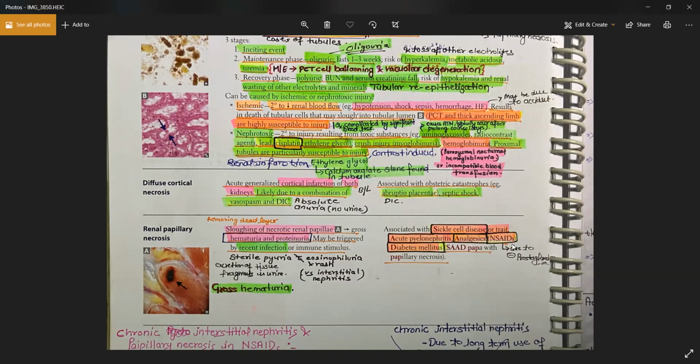So far you know that these NSAIDs can cause two types of damage: either acute interstitial nephritis or renal papillary necrosis, right? Acute interstitial nephritis is because of an autoimmune, hypersensitivity thing. But renal papillary necrosis is because of a toxic effect of these NSAIDs. When the patient is on acute NSAID therapy, they can have acute interstitial nephritis, that means within a month after initiating the NSAIDs.